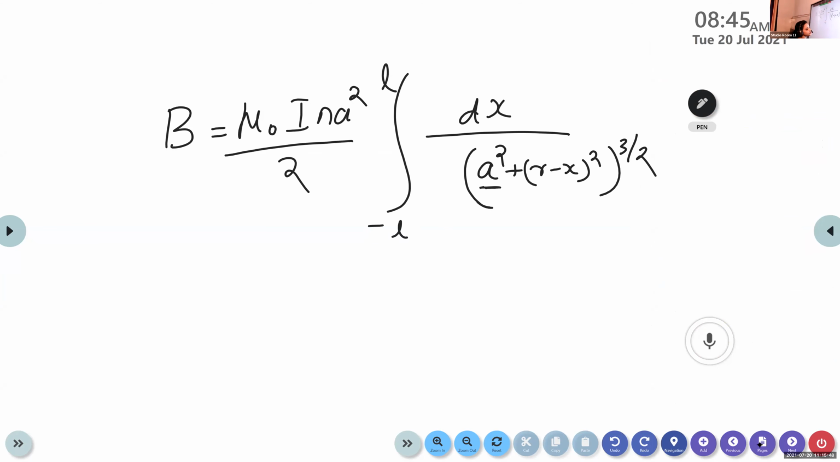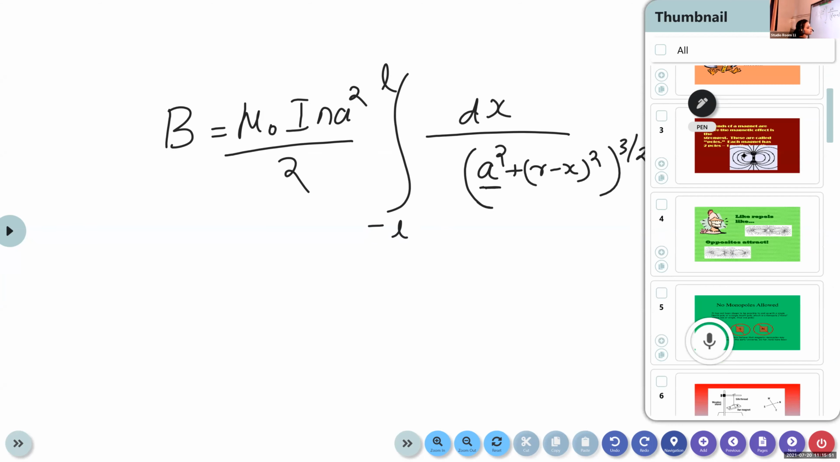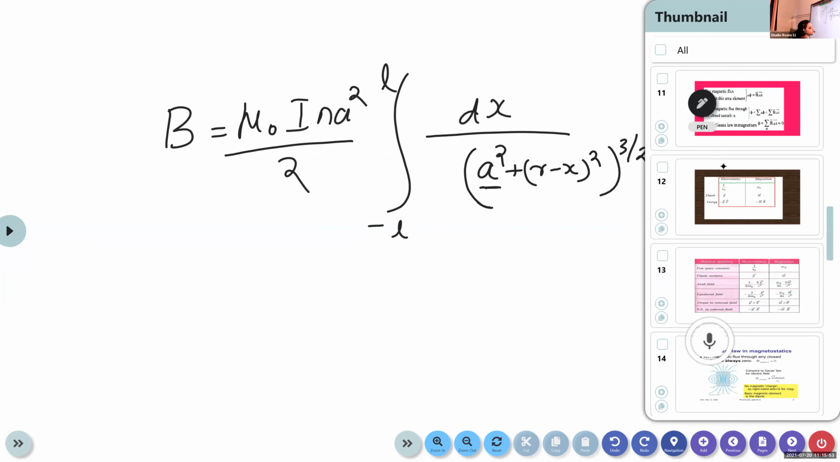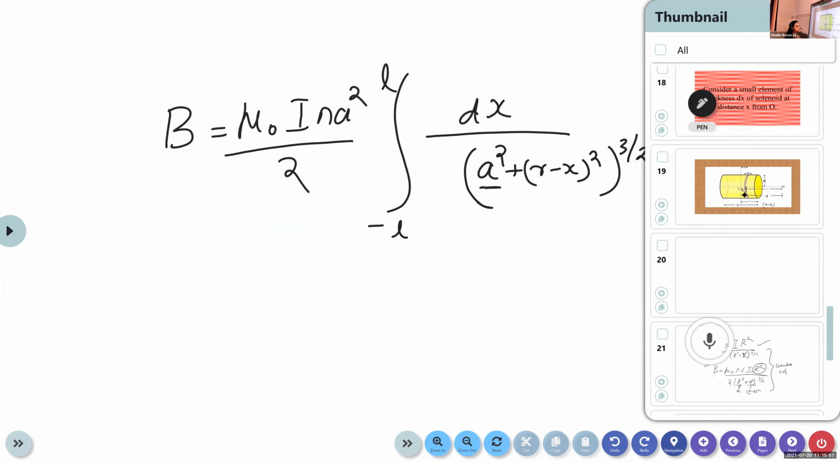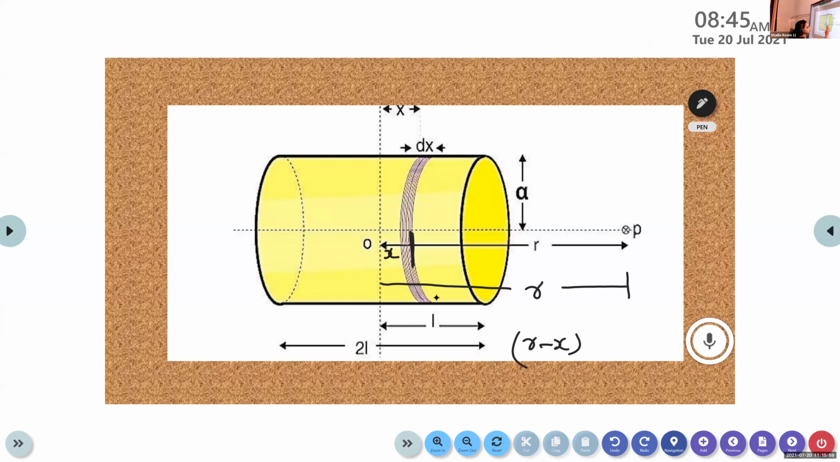So here we are going to consider the distance between the point and the radius. Here we are going to compare the distance. What about the distance A? Here A is the radius of the solenoid. When we compare this distance A with this R, which is greater? R is greater. Here R is greater than A, or we can write A is very, very much less than R.